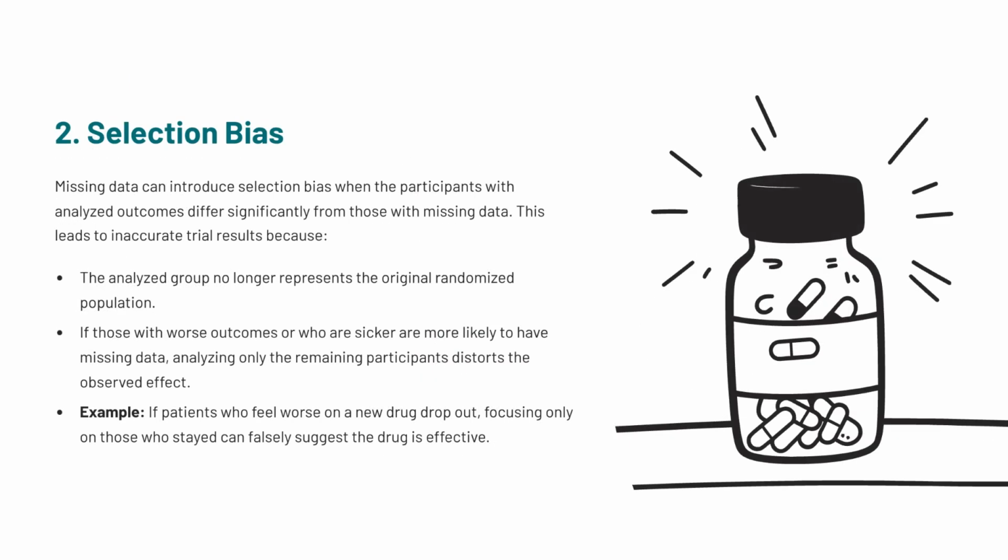Second, missing data can introduce selection bias. This happens when the participants whose outcome data are analyzed differ in meaningful ways from those who aren't. For example, if those with missing information tend to be sicker or have worse outcomes. This is a problem even if the missing information is similar across groups. That's because the group you're analyzing is no longer the same population you randomized. In other words, your trial results might not reflect the effect on the original target population.